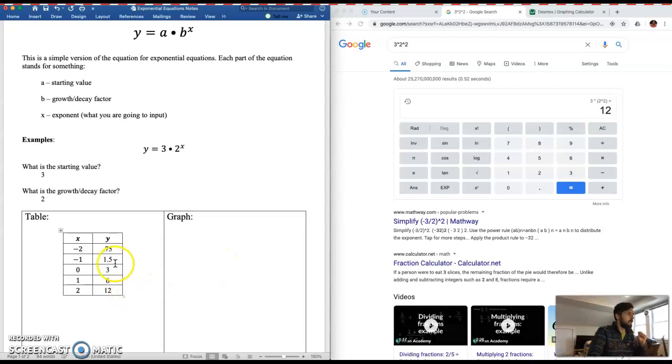So something that you should notice here, first of all, something special. The starting value, that 3, that is where the graph lies when x is 0. So we can also call the starting value where the equation crosses the y-axis at x equals 0. We'll actually show you what that looks like on a graph.